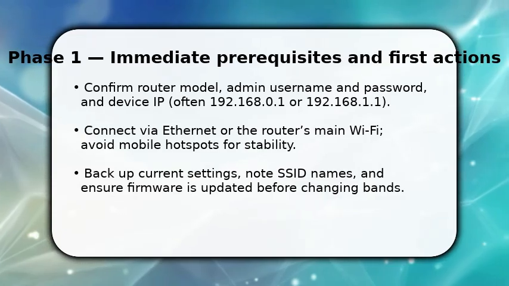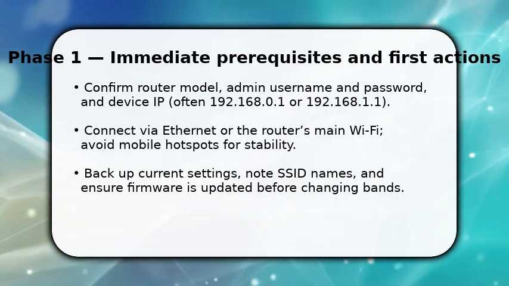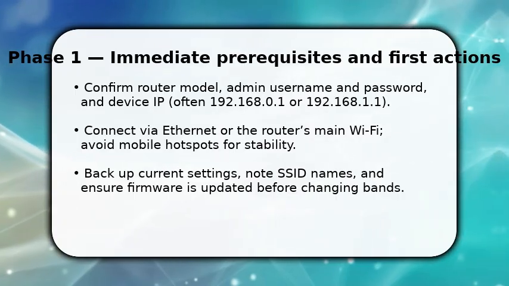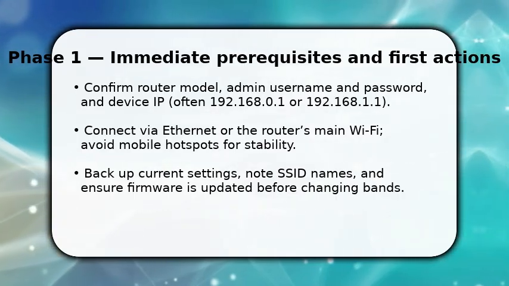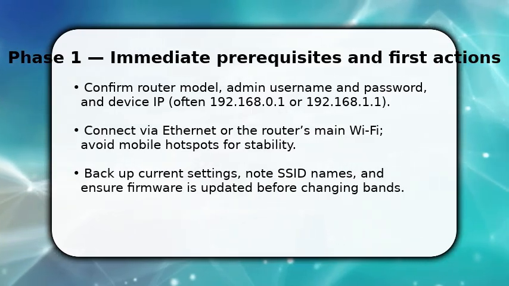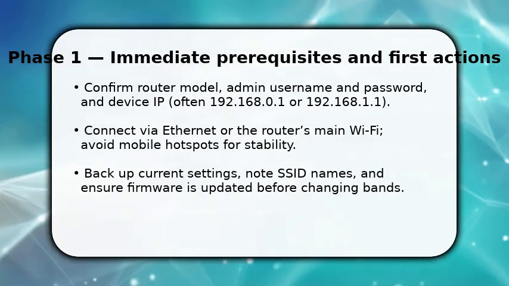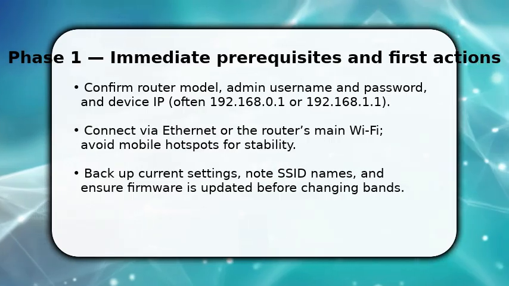Enjoy the video. You start by accessing the router's admin interface. Type the device IP into a browser and log in. Once done, confirm the router model and credentials. This is crucial. Make a direct Ethernet connection if possible for reliability, and back up current settings so you can revert. Also check firmware and update if needed.